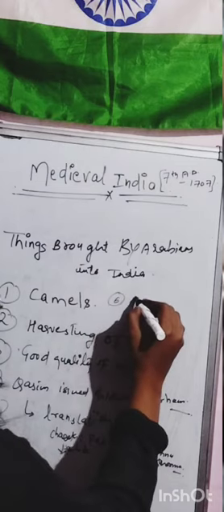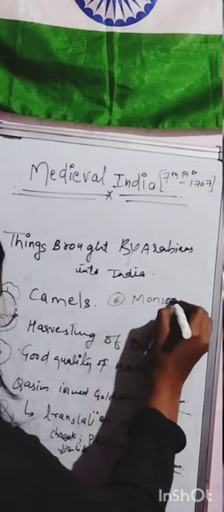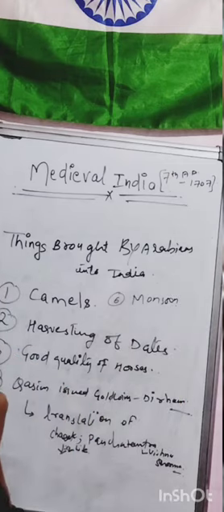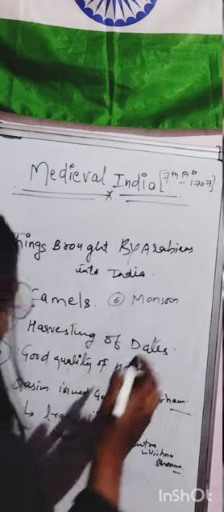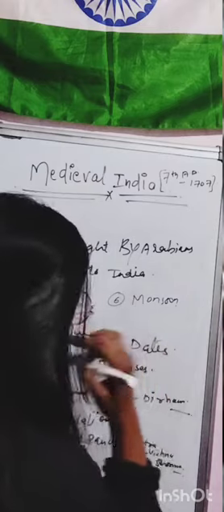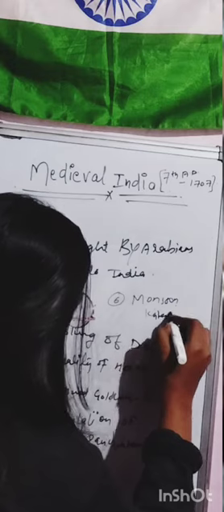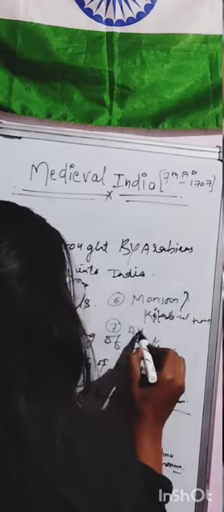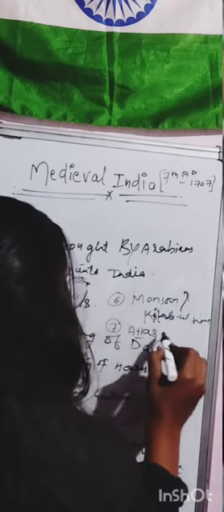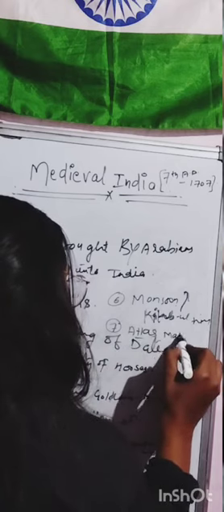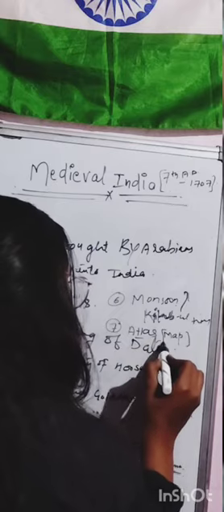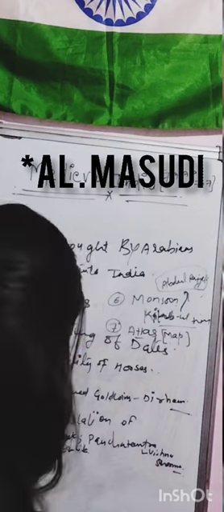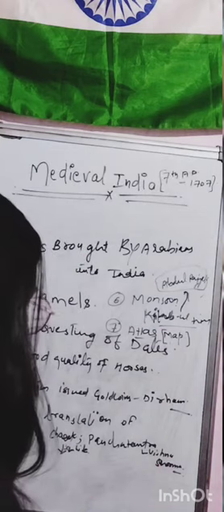Arabians also gave the word monsoon. In the book Kitab al-Hind. And they also produced the book of Atlas. What is Atlas? The book of maps. About Kitab al-Hind, find out the right writer who wrote the Kitab al-Hind.